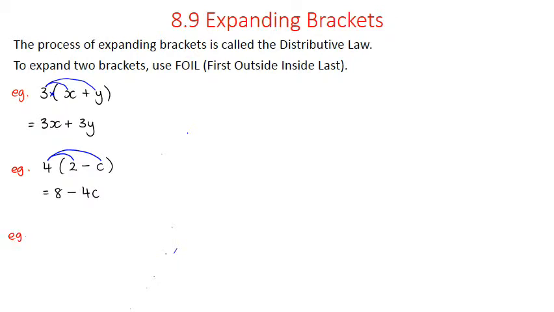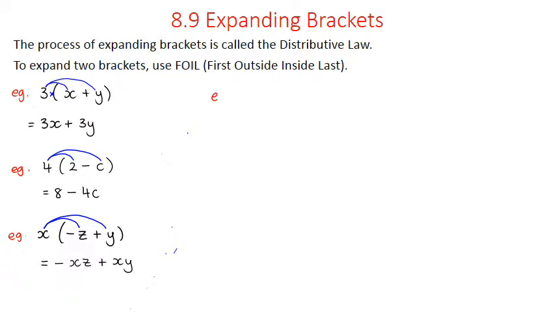Let's try another one. This time we'll have x(negative z plus y). So same as always, just multiply that into the first term, multiply it into the second term. Now x times negative z is negative xz, and x times positive y is positive xy. So negative xz plus xy, they're not like terms, so you just leave it as it is.